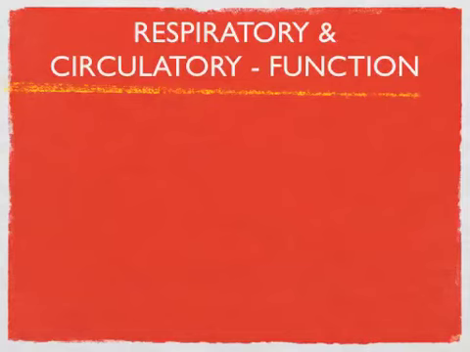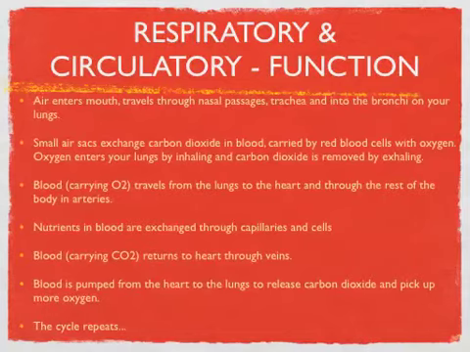How do the respiratory and circulatory systems function? How do they work? Air enters the mouth and travels through the nasal passage, trachea, and into the bronchi of your lungs. There are those small air sacs that exchange carbon dioxide in the blood for oxygen. This carbon dioxide is carried by red blood cells. Oxygen enters your lungs by inhaling, and carbon dioxide is removed by exhaling.